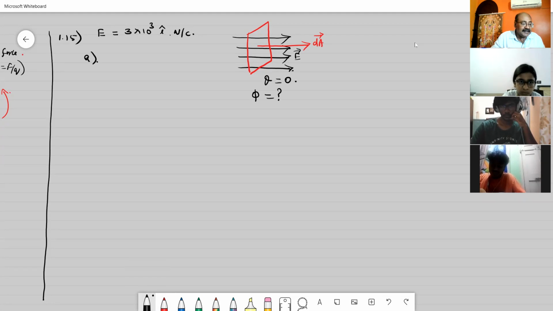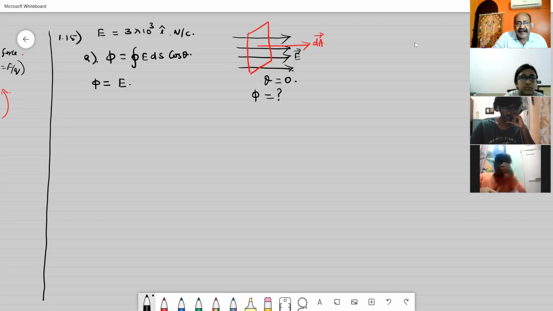For the first case, the flux is given as the closed integral of E dA cos theta. That is the formula. The applied electrical field is constant, so the integral of dS gives the total area A into cos theta. In the first case theta is 0. So phi is equal to the electrical field, 3 into 10 to the power of 3, into the area.